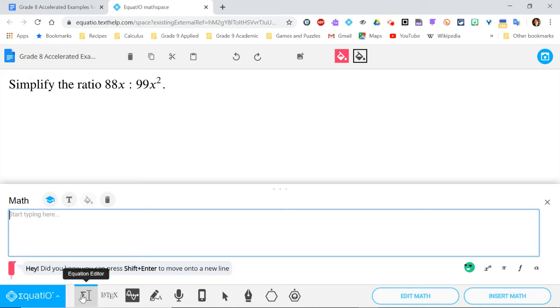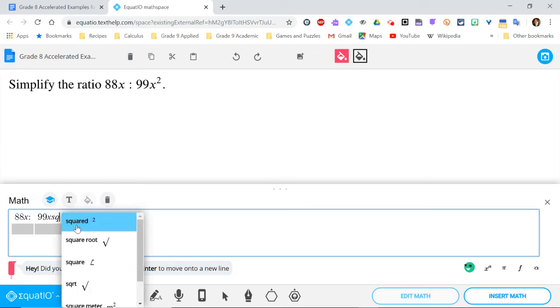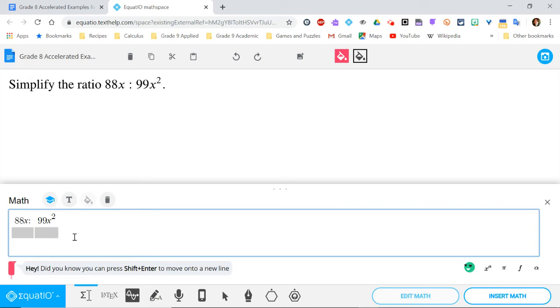So I'm going to start here, and I'm going to kind of line it up a little bit. So if we want to make sure we have things lined up, we're going to do Shift Enter, Shift Space to start. So I'm going to do 88x. I'm just recopying the question right now with the ratio, so our colon, and then I have 99x. To get squared, I'm going to start typing the word squared. So this is what I get.